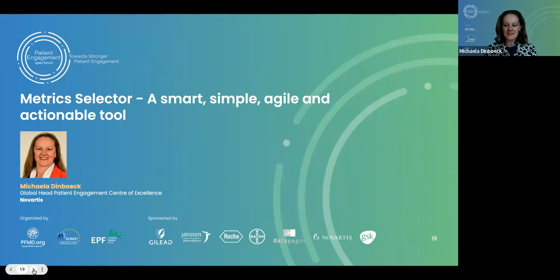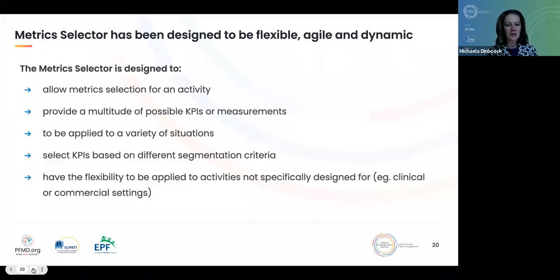And what you will see or hear from me is we'll take the steps from the strategy of selecting the metrics to real implementation. And we will go through that first in the conceptual way, and then we will see a live demo. So if we can move to the next slide, I will talk a little bit on how you can use the metric selector and what it's designed for.